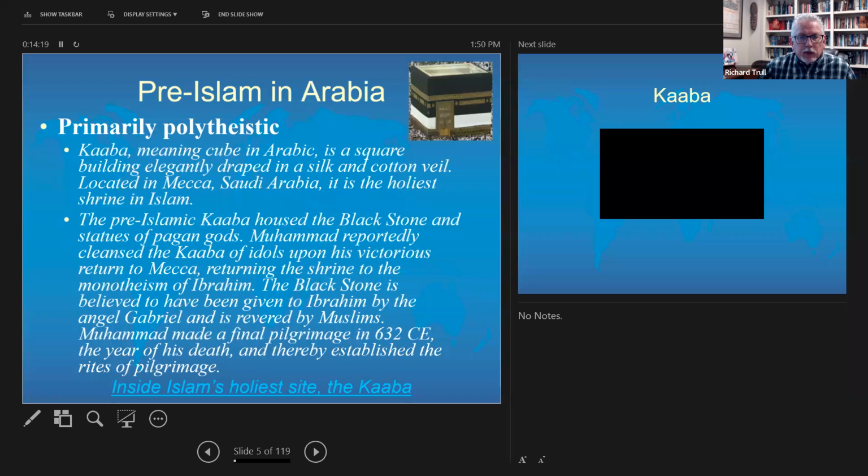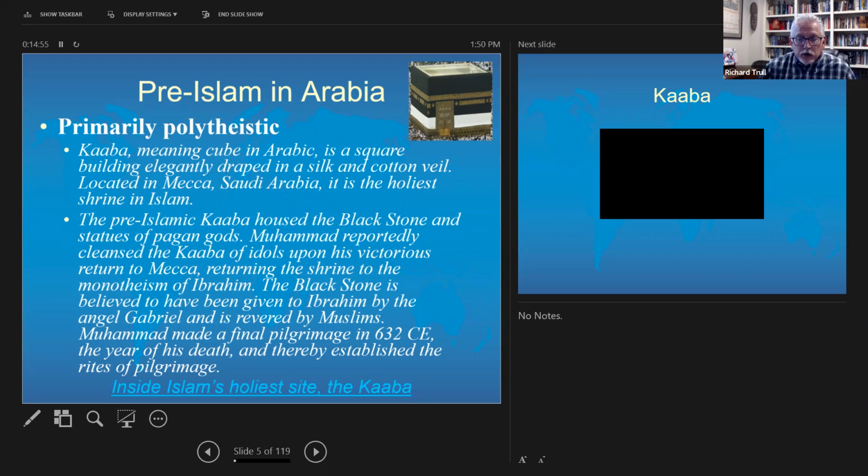The pre-Islamic Kaaba housed the black stone and statues of the pagan gods. Muhammad reportedly cleansed the Kaaba of idols upon his victorious return to Mecca, returning the shrine to the monotheism of Abraham. The black stone is believed to have been given to Ibrahim by the angel Gabriel, and is revered by all the Muslims.